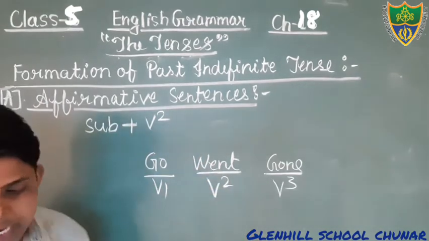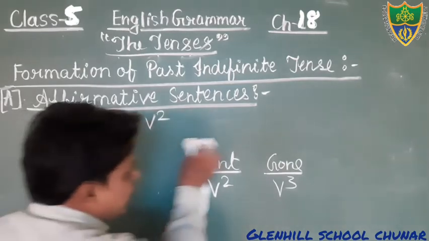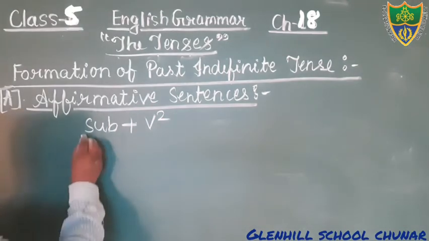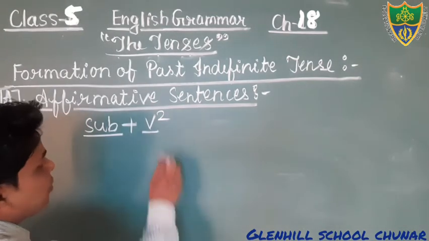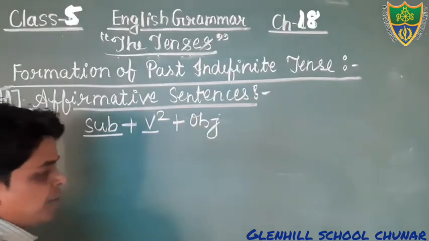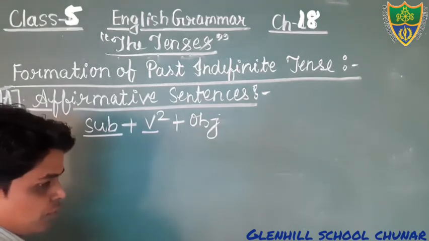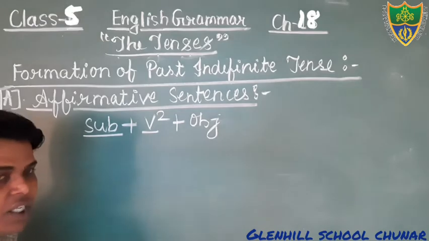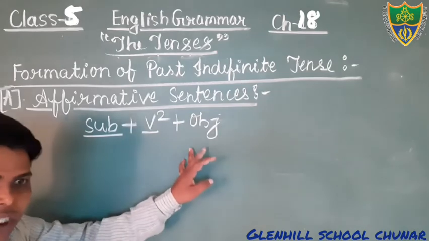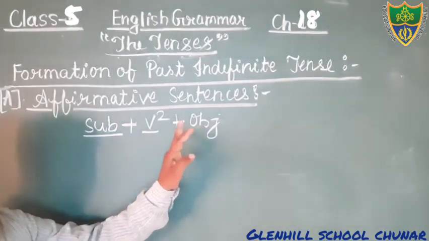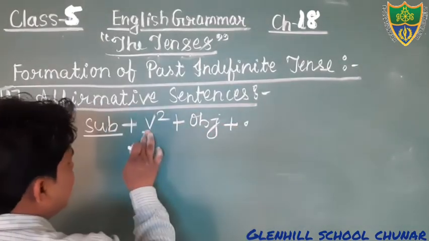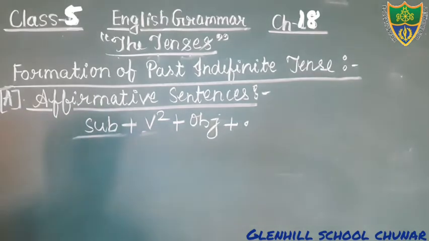Okay students, keep in your mind that in past indefinite tense we always use the second form of the verb. First of all we mention the subject, then the verb second form, then if an object is there, you have to use the object. If your verb is transitive, then you have to use the object. If your verb is intransitive, there is no need of an object. Then a full stop will be there. So students, this is your structure.